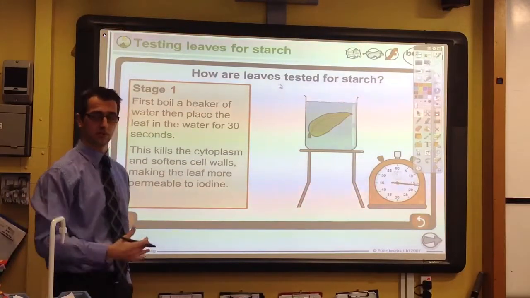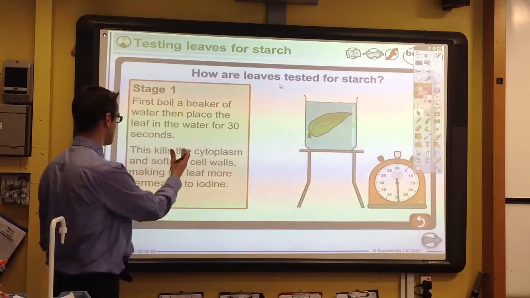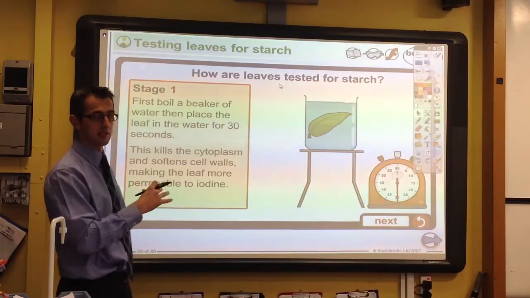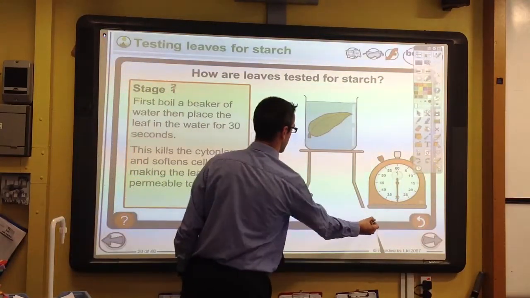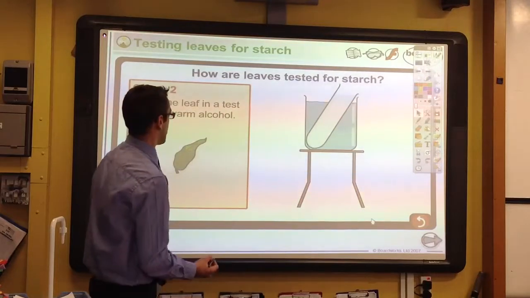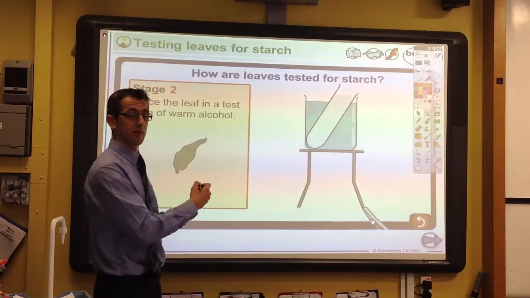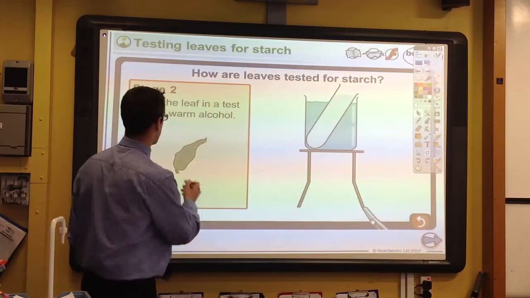That's very important because not only is it going to melt the waxy layer over the surface, but it's going to soften the cell walls, allowing the ability for the iodine to get into the cells where the starch grains would be. From there, you would have removed the flame, because obviously the flame with ethanol, the alcohol, would be a very dangerous thing, so you have to make sure the flame is gone.